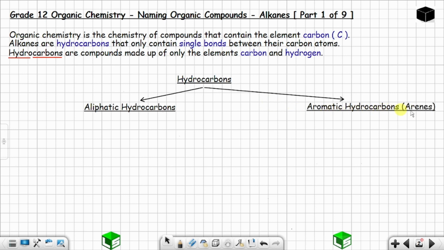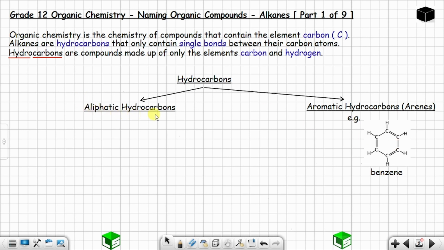This is often referred to as arenes. Aromatic hydrocarbons are not part of the grade 12 curriculum, so don't stress about them. Nevertheless, I'm going to give you one example. You have this, which is known as benzene. You have this aromatic ring, which is made up of 6 carbons. You can count, you have 6 carbons there. This is an aromatic ring, and this is the simplest aromatic hydrocarbon you can get. So the name of the simplest aromatic hydrocarbon is benzene. And once again, this is not part of the grade 12 curriculum.